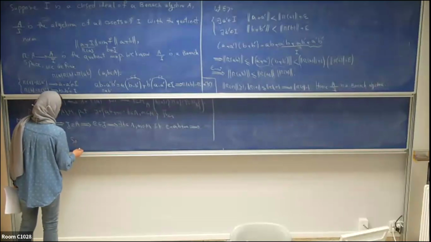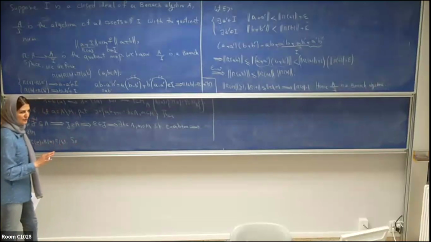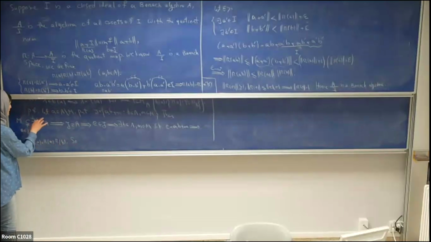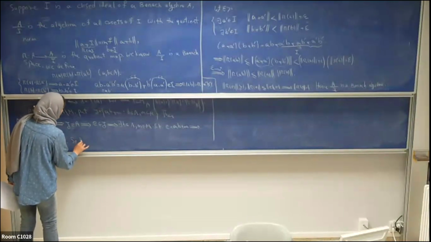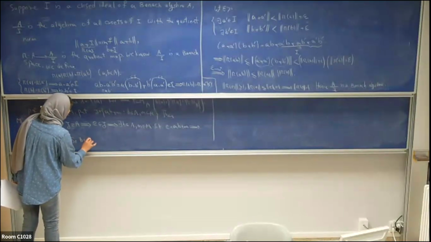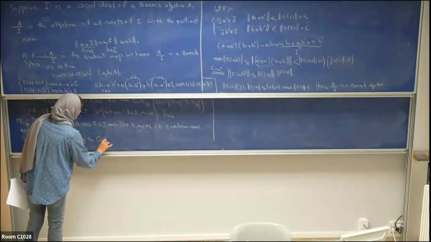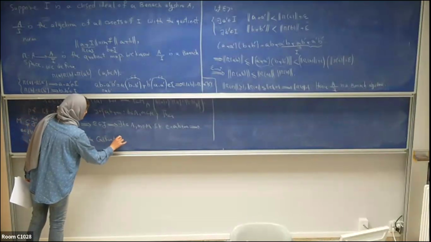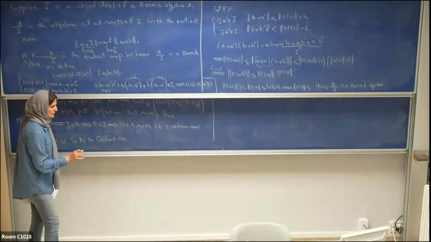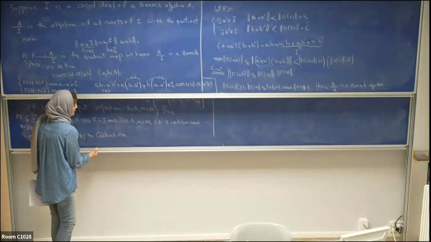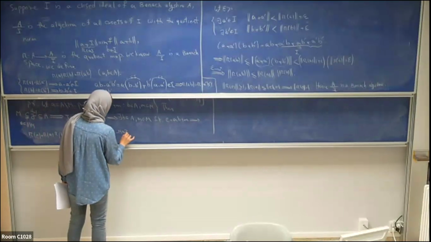So each non-zero element in the quotient algebra A over M is invertible. From the Gelfand-Mazur theorem, we can say that it's just C. So by the Gelfand-Mazur theorem, which says that the only Banach division algebra is C.